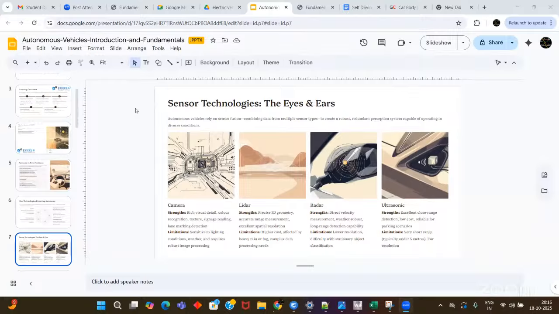Now comes sensor technologies, the eyes and ears. Autonomous vehicles rely on sensor fusion, combining data from multiple sensor types to create a robust, redundant perception system capable of operating in diverse conditions. That is true, autonomous vehicles should rely on such sensor-driven technologies, which are the best available in the market, because these are the technologies that will be completely relied upon when moving from point A to point B in an accurate fashion.